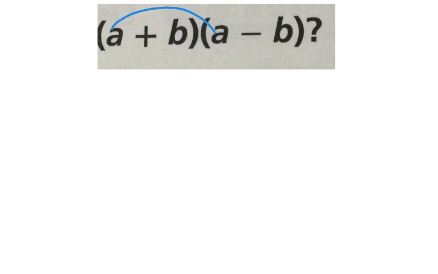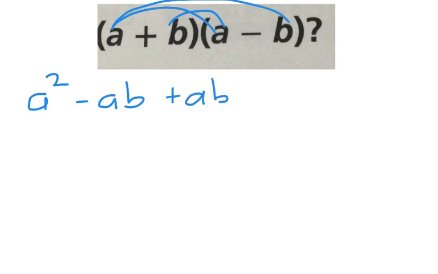So now I'm going to multiply a times a, which is a squared. A times negative b, that is negative ab. B times a, that is positive ab.